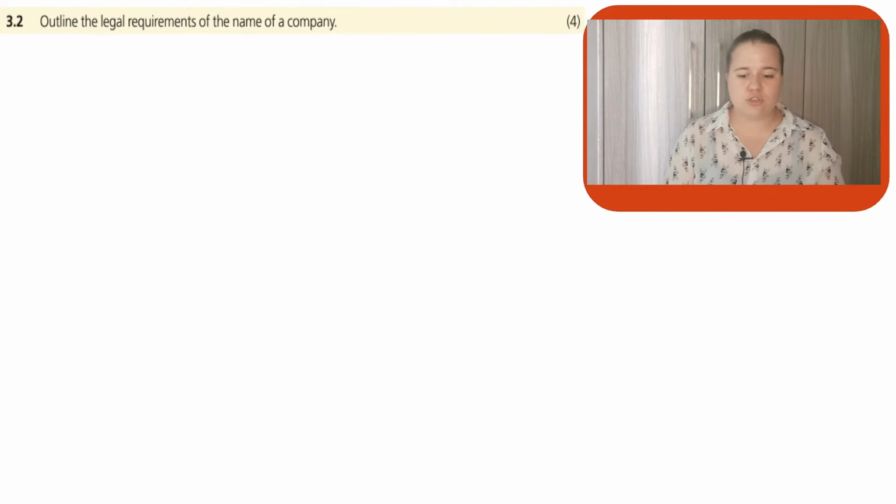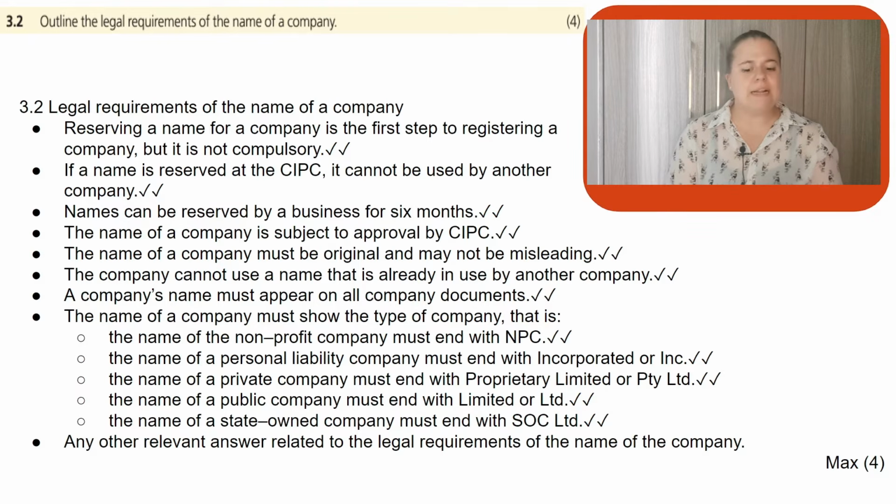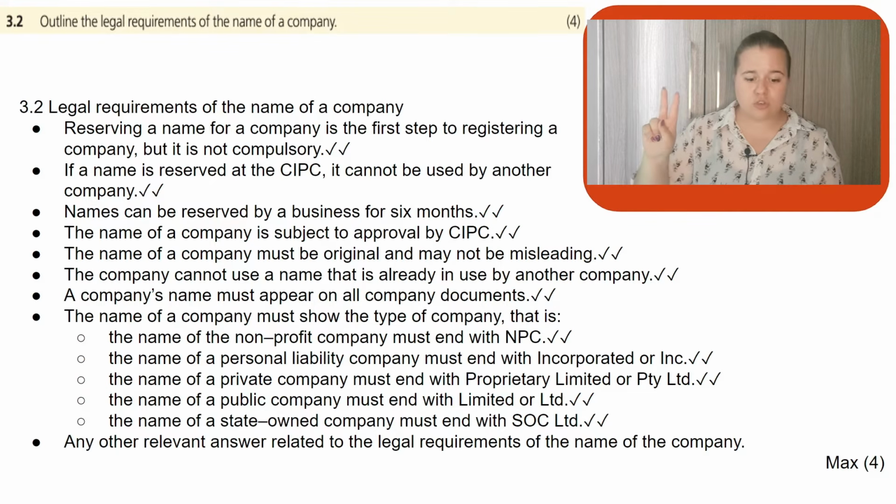Then 3.2, we need to outline the legal requirements of a company for 4 marks. Now, when we use the word outline, this is another one that often gets the students in a spin. Outline is name and explain. The countless times I've seen a learner just name, you will get half the marks or even a quarter of the marks. Outline is name and explain. So let's go through them. All right, again, it's a bit of a mouthful, but now remembering 4 marks, 2 marks per bullet, so we only need 2 bullets here.